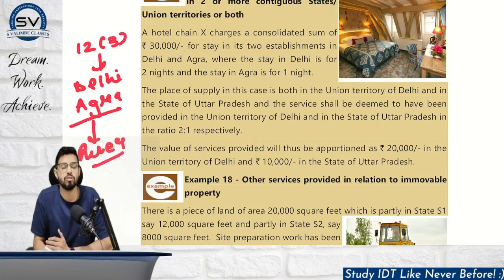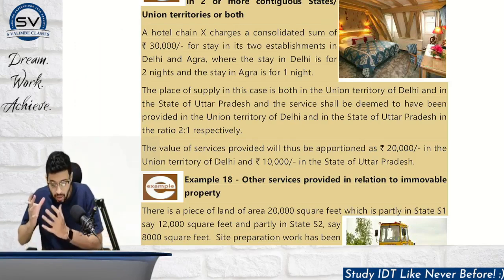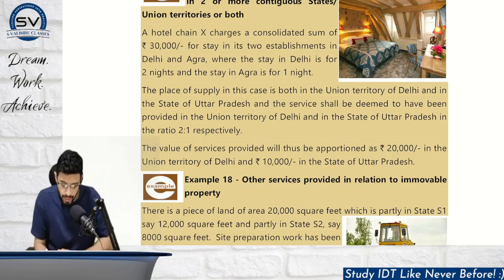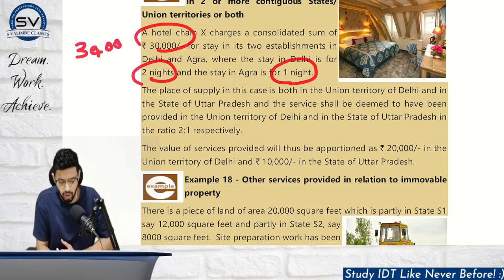For rule number 4, your first attention is to find the fact whether these are 2 separate properties or not. See, the stay in Delhi is for 2 nights and the stay in Agra is for 1 night. So the property is not a single property. The nights bifurcation is given. So 30,000 will be divided into 2:1. I hope this is clear.